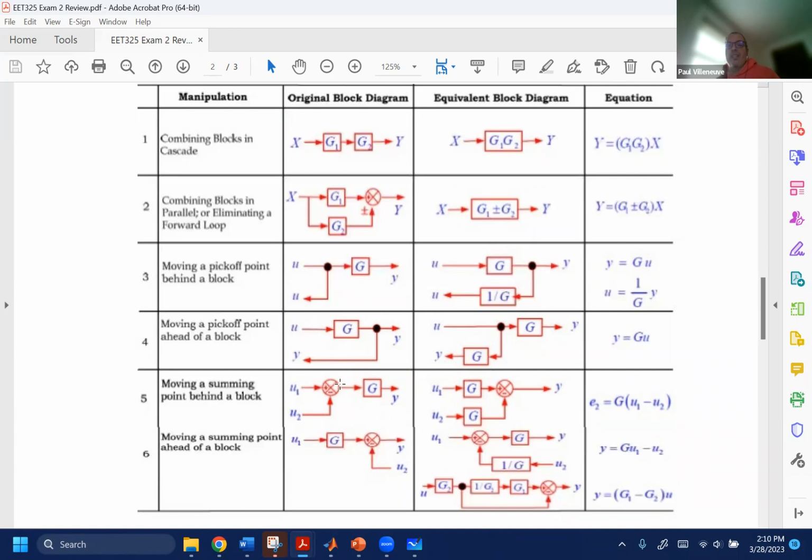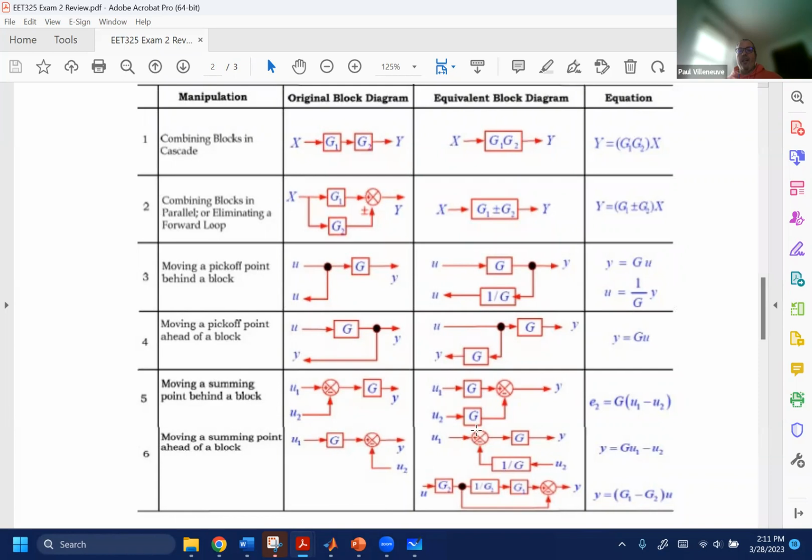Over here, if we're moving a summing block, so essentially we're moving the summing block to the other side of the gain, we're going to simply multiply our input by that value. Over here, we have to multiply both inputs by that value of G. If we're going in the other direction, then we're going to convert it in this other direction.